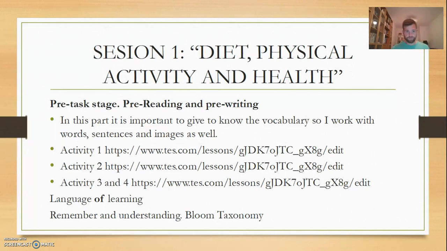To start the activities, first of all, I ask the students if they know the difference between the concept of diet and nutrition, because it is different. Diet is a voluntary act, because we need to eat. However, nutrition is an involuntary act. When we eat, the process that happens in our organism is the nutrition. In this part, it is important to know the vocabulary, so I work with words, sentences, and images as well. I'm going to show you the activities.